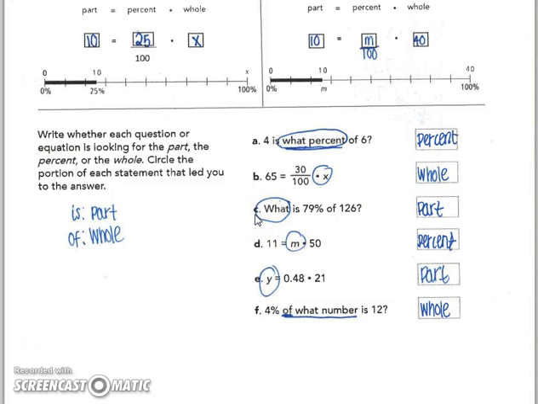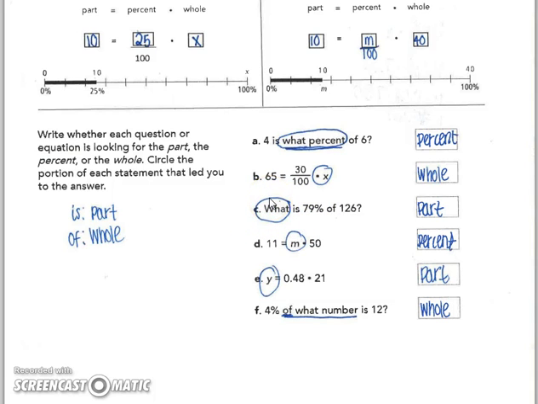Now for C, it says, what is 79% of 126? So we're trying to take 79% of 126. So we're taking a part of 126. So that means that here I'm trying to find the part.